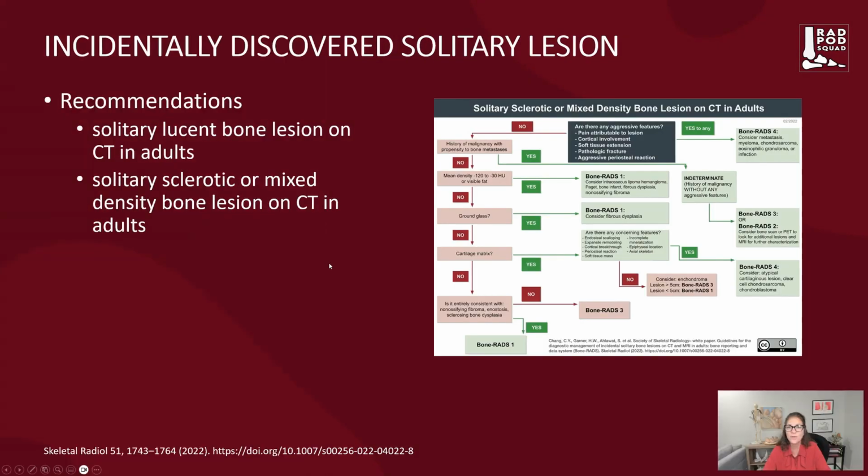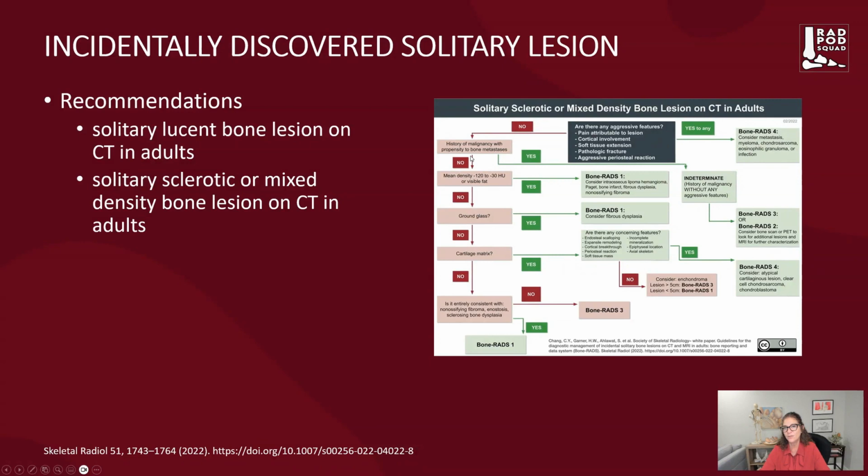To go through those plates, incidentally discovered solitary lesions, the recommendation for a lucent lesion on CT or a solitary sclerotic lesion, we'll ask some questions. Are there aggressive features? Is there pain attributable to the lesion? Is there cortical involvement, soft tissue extension, pathologic fracture, or an aggressive periosteal reaction? Yes to any of those, orthopedic oncologic referral and biopsy. No, we go through another pathway.